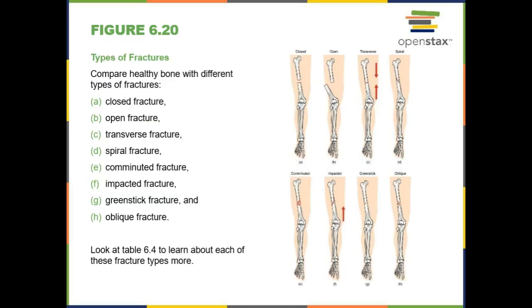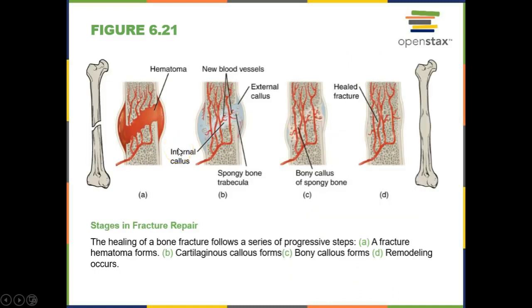A transverse fracture is a fracture that occurs at a 90-degree angle to the bone. So it's just cut right down the very middle, producing a transverse plane.